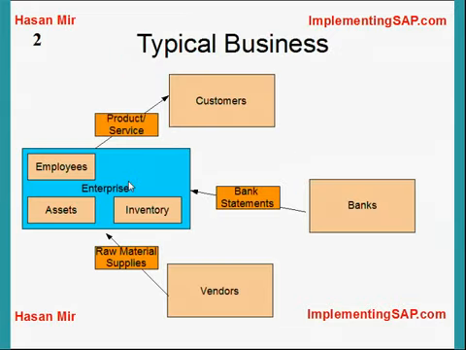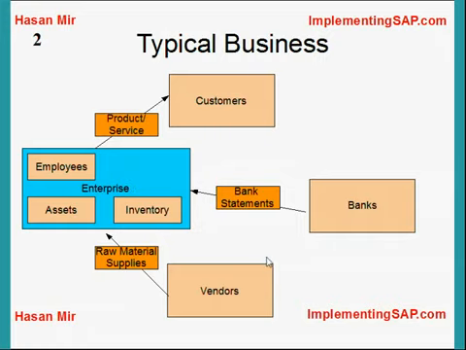Okay, so let's start with the basics. What's the objective of a company? It is to make money. How does a company make money? By producing a product or service and by selling that to customers. In order to produce a product or service, a company might want to buy some raw material and some operating supplies, and they are bought from vendors.